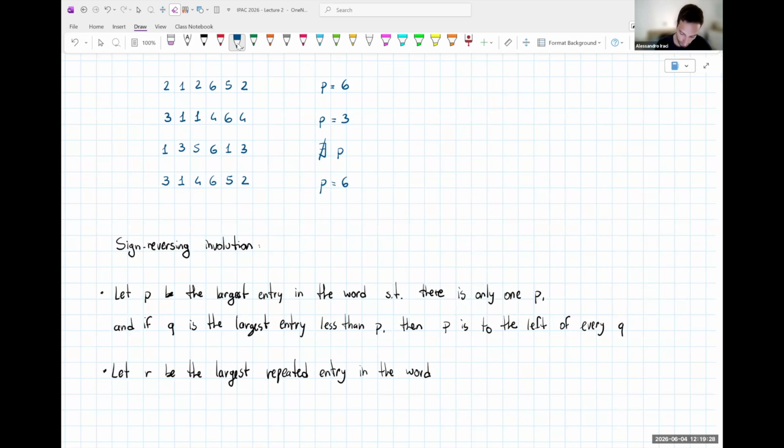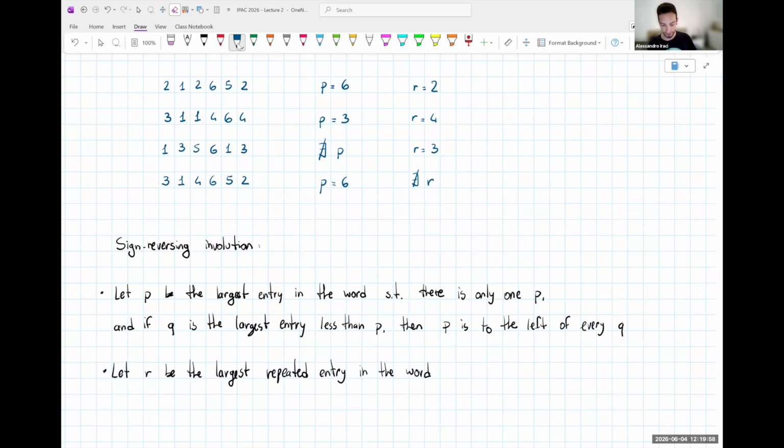How about R? Well, this is easier. Here we have R equals 3 because it's the largest and the only repeated entry. Sorry, equals 2. Apologies. Here we have R equals 4. Here R equals 3, and here there is no repeated entry, so we don't have any R.